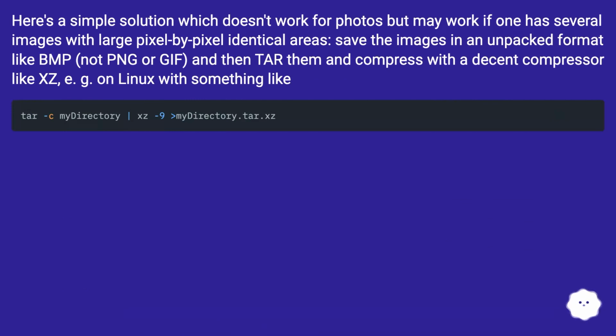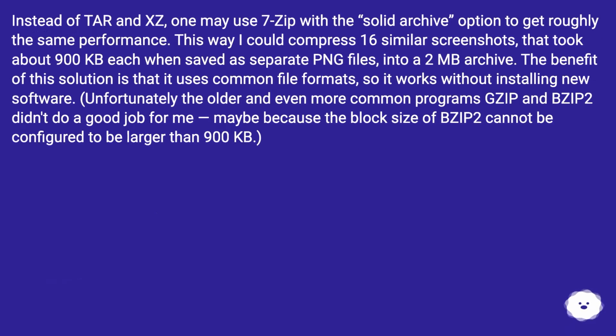Here's a simple solution which doesn't work for photos, but may work if one has several images with large pixel-by-pixel identical areas. Save the images in an unpacked format like BMP, not PNG or GIF, and then tar them and compress with a decent compressor like XZ, e.g. on Linux with something like... Instead of tar and XZ, one may use 7-zip with the solid archive option to get roughly the same performance.